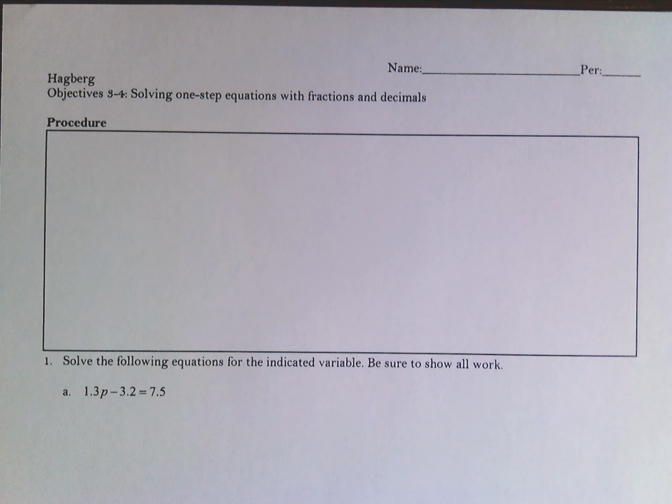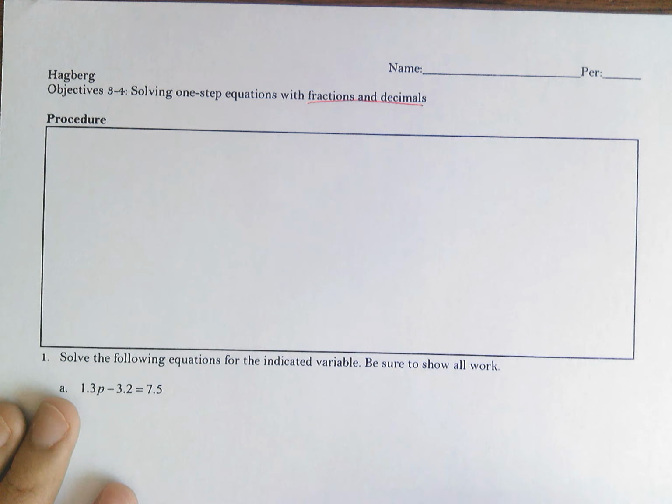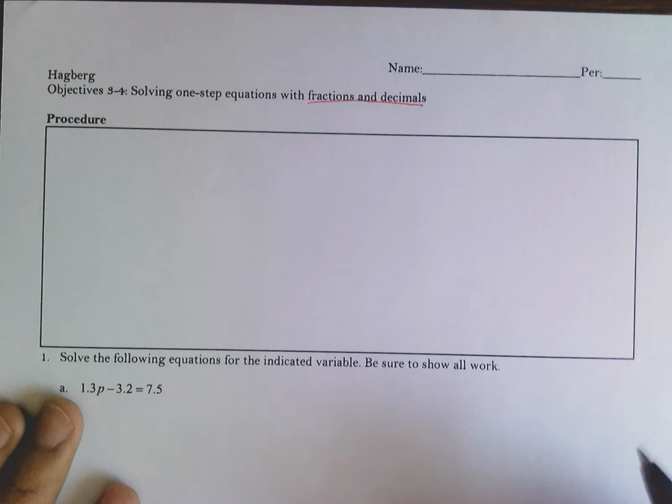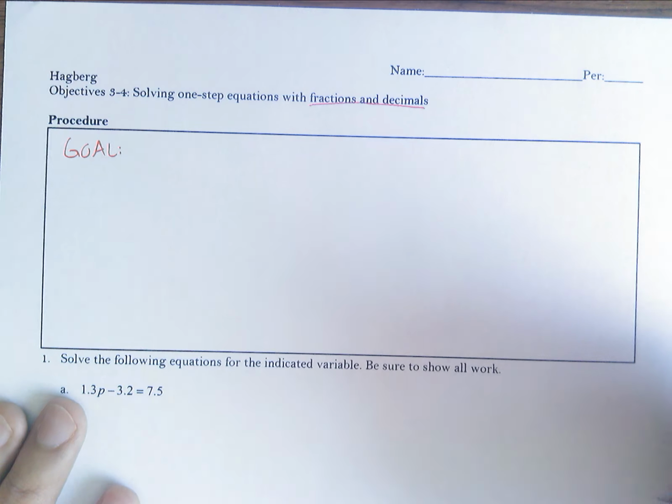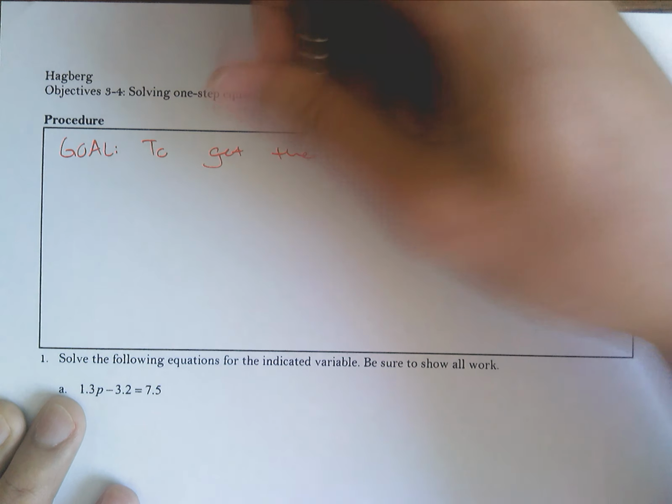All right, so here we go with objectives 3 and 4, which is solving one-step equations, but now we're going to be solving them using fractions and decimals. So this is really an extension of objective 2. It's just going a little bit further. Now we're talking about fractions and decimals. So the procedure isn't all that different. It's actually exactly the same. The goal, in order to solve these equations, is to get the variable by itself.